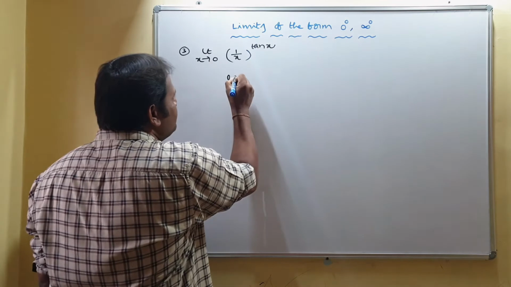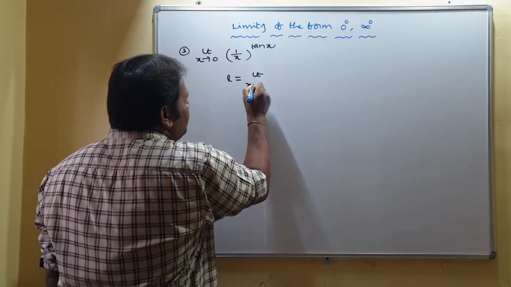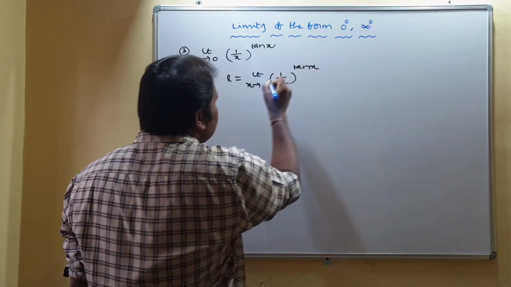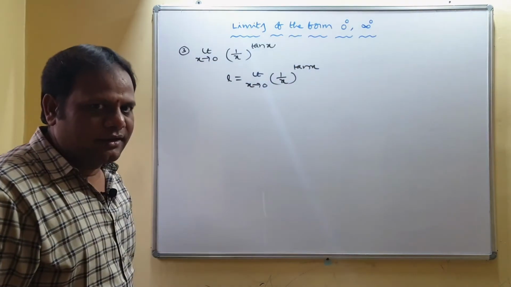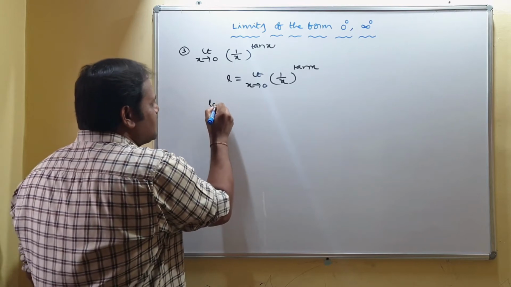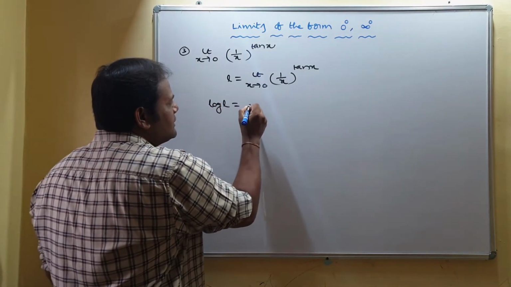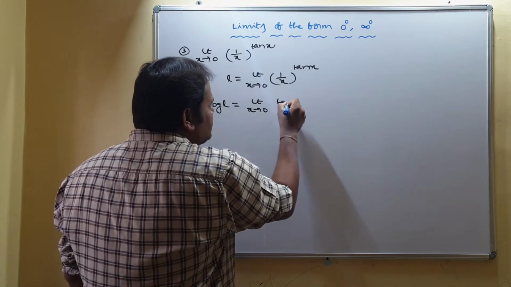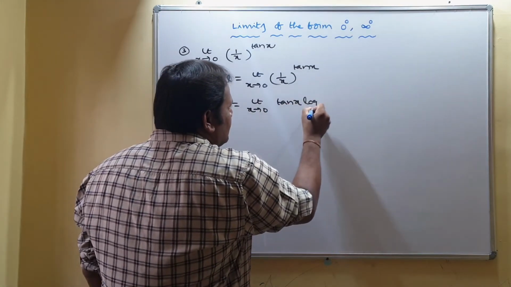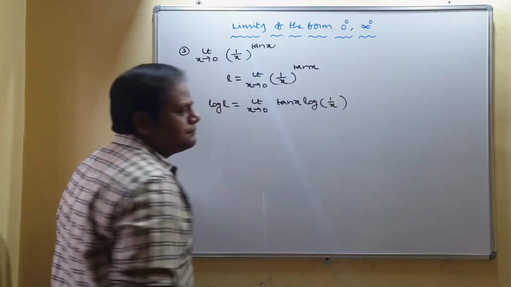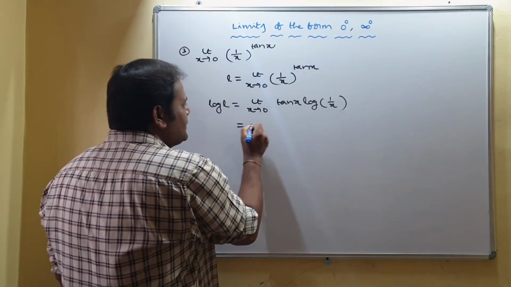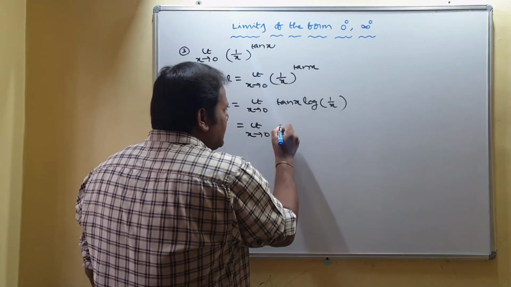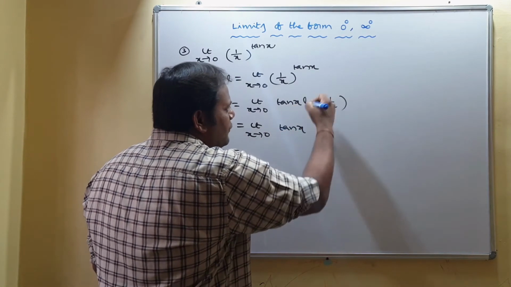So here what we do? We take this, limit x tends to 0, 1 by x power tan x, as L. Now apply log function on both sides. So log L is equal to limit x tends to 0, you can take it as tan x into log 1 by x. Now here you see that limit x tends to 0, tan x into log 1 by x.